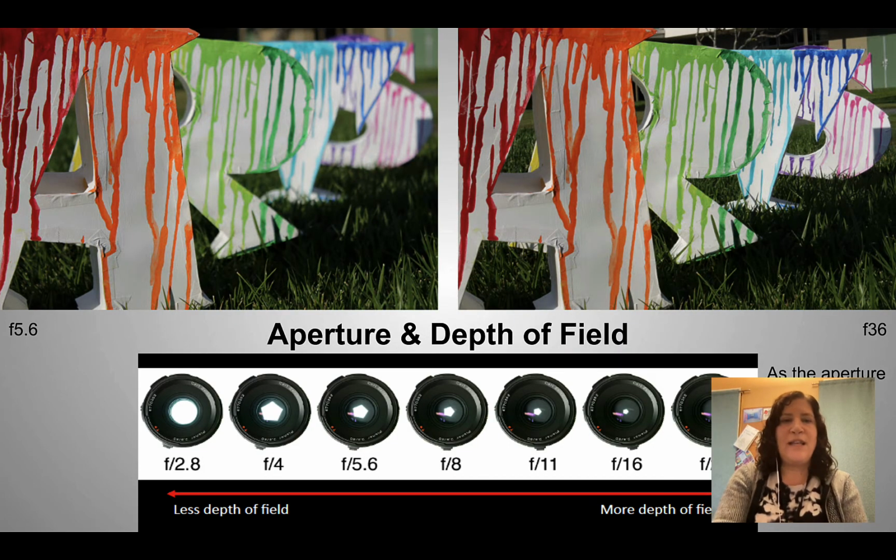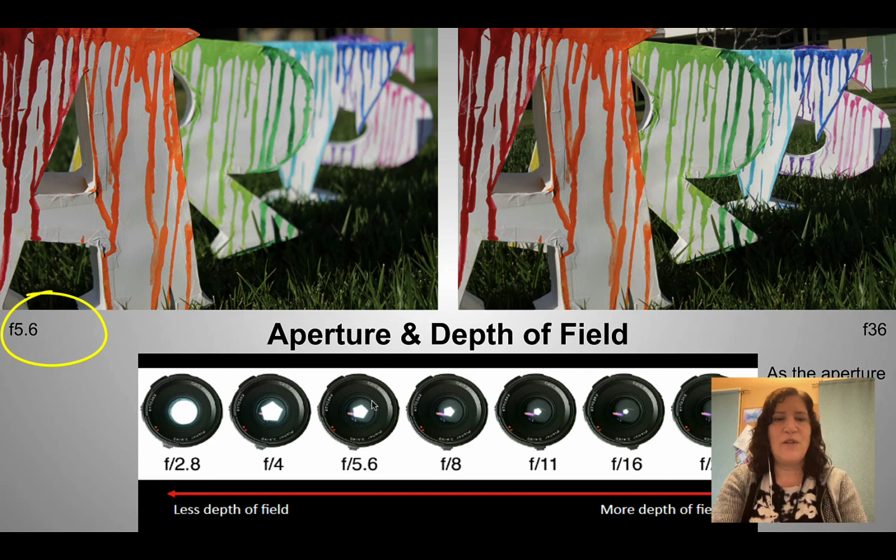So here's an example. This photo on the left-hand side you can see is taken at f5.6. This is what it looks like in the aperture. And it's a smaller number than f36 over on the right-hand side. And because it's a smaller f-stop number, we have a smaller depth of field. The larger f-stop number, f36, gives us a larger depth of field. And everything else about these two photographs was the same, just changing the aperture or the f-stop.